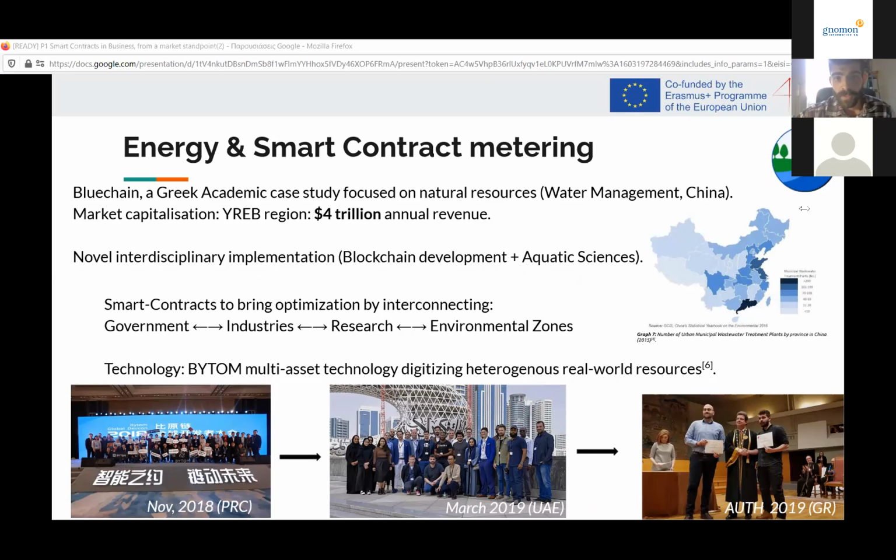Another concept is natural resources, which is an expression of energy too, just like water itself. And very briefly, less than 2 years ago, my team started to develop a smart contract platform aimed at water management in China, in the Yangtze region, which is one of the most productive regions in the world. The annual revenue of the region is estimated to be around $4 trillion US. We approached the design in an interdisciplinary manner where blockchain and aquatic science were combined. We used biome technology because we had the ability to digitize heterogeneous real-world resources.